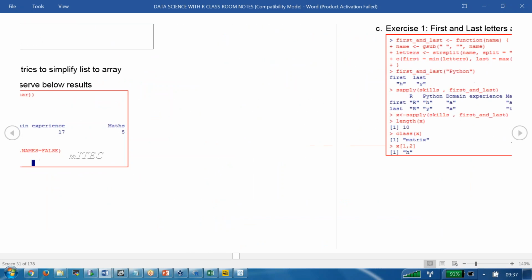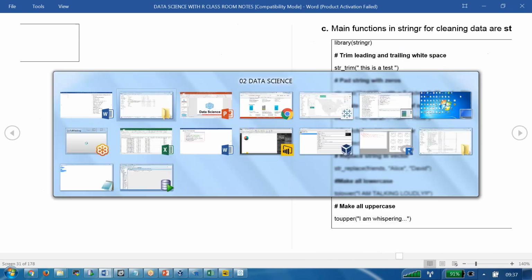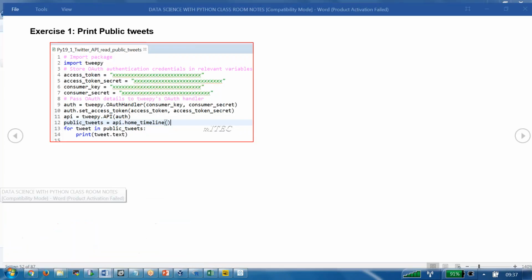You are seeing my notes, right? This is about the R notes. Similarly, we have here one more thing, that is about what? Python.